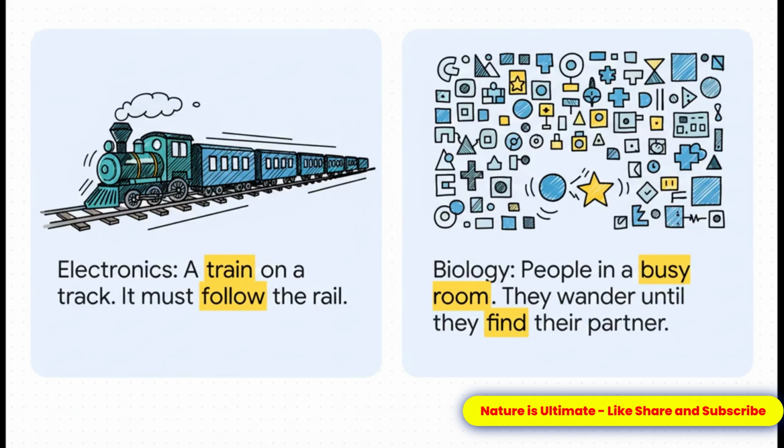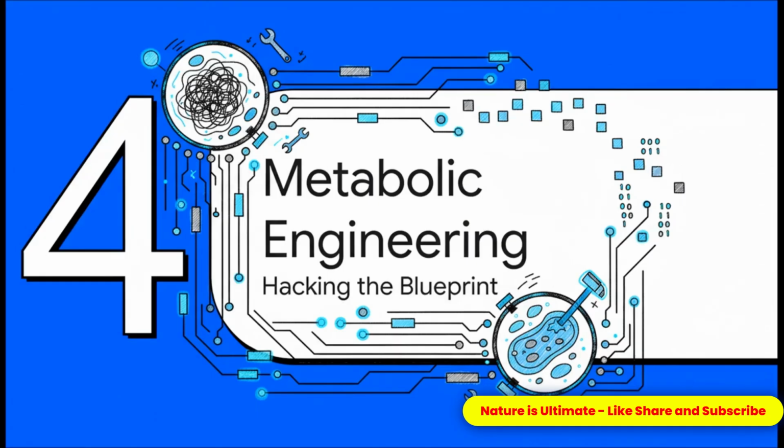Electronics? That's a train on a track. The path is totally fixed. Biology? That's more like a bunch of people trying to find their friends in a massive busy room. Everyone's just wandering around until they randomly bump into the right person. It sounds completely random, I know, but this whole soup thing is what makes the system so incredibly robust and flexible.